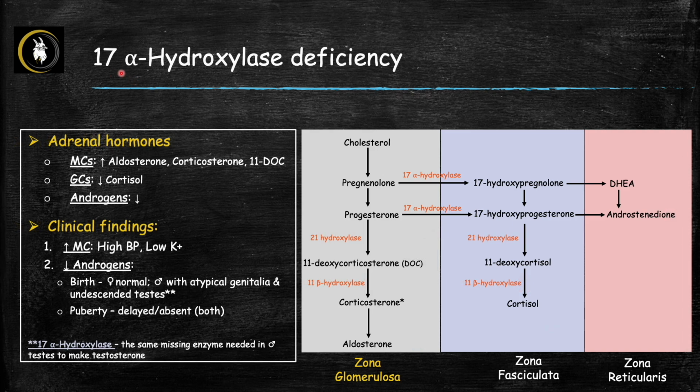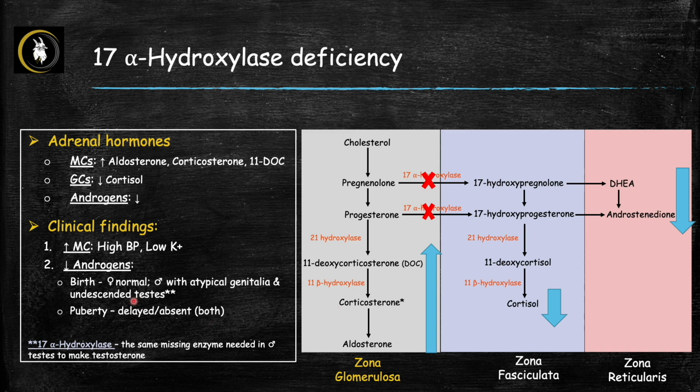All right, now let's talk about our final enzyme deficiency, which is 17-alpha hydroxylase. So let's take a look at it here on our little diagram, and we can see that if this enzyme is deficient, then all the action in the zona fasciculata and reticularis is not going to happen, basically. So all the action is going to go on in the zona glomerulosa. So what that's going to mean is high levels of mineralocorticoids, low levels of cortisol, and low levels of androgens.